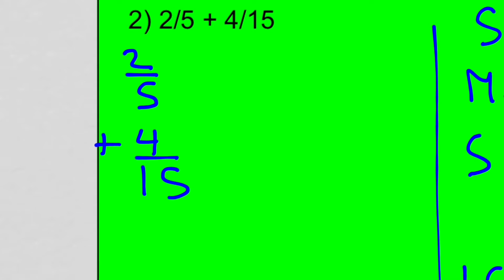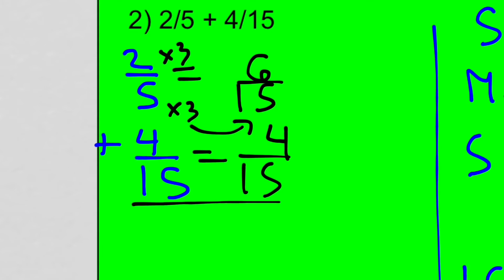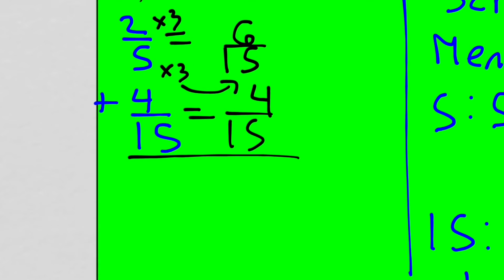I take that lowest common denominator and write both fractions with it. This is the part I have to see. 5 times 3 gives me 15, so 2 times 3 gives me 6. The kids should show that. 4 over 15 already has denominator 15, so we just keep it the same. Put a line under to total it up. 6 plus 4 is 10 over 15, and there's our answer.